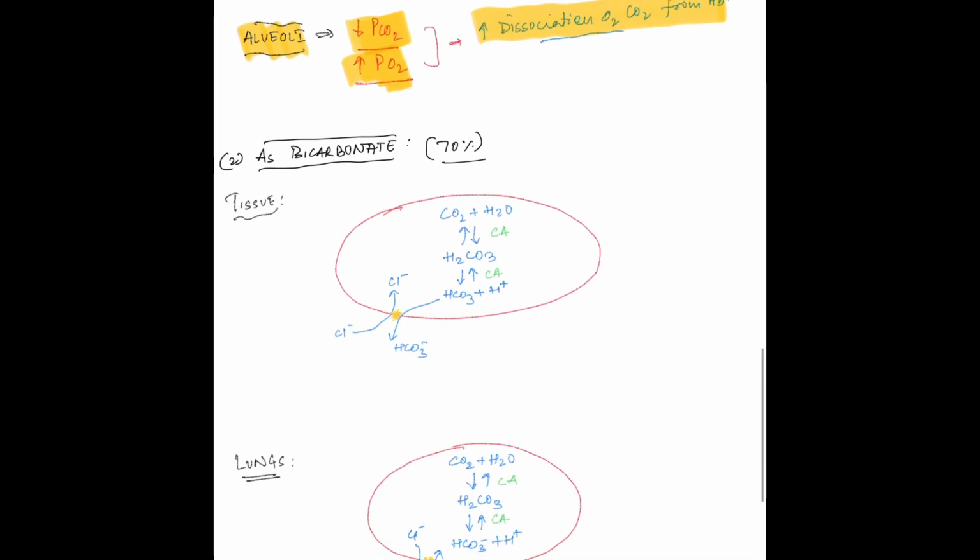Second method of transport is as bicarbonate. 70% of carbon dioxide is transported as bicarbonate. Enzyme carbonic anhydrase is present in high concentration in RBCs. This enzyme catalyzes the reactions where carbon dioxide and water are converted into carbonic acid, and carbonic acid is then converted into bicarbonate and hydrogen ion. And these reactions are reversible reactions.